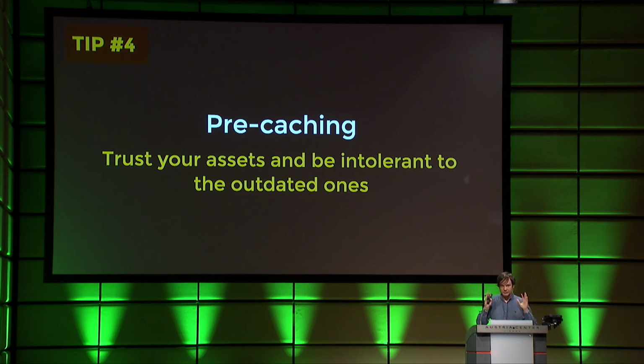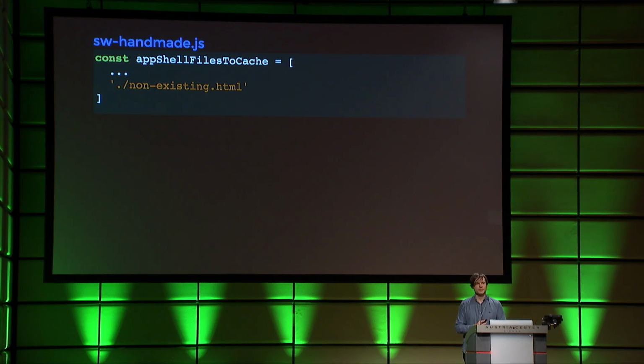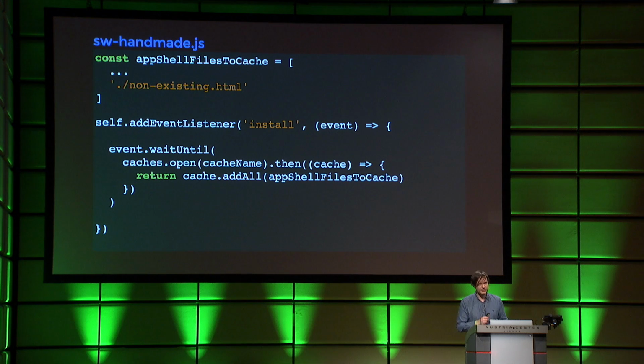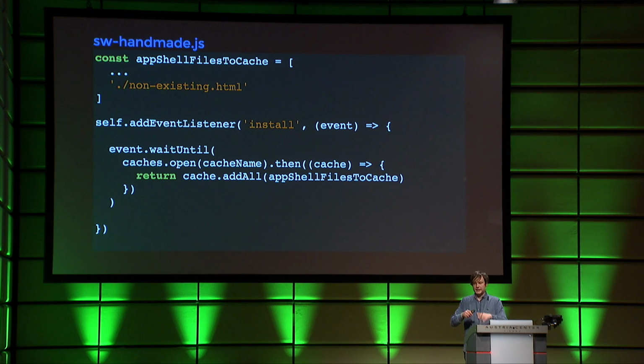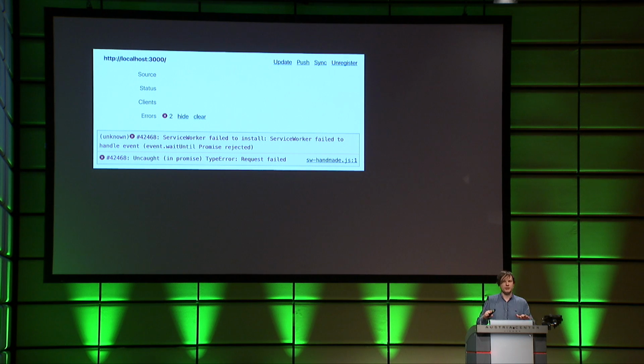What's the rule here? Let's be careful with what we are trying to cache. To illustrate, let's pretend that we want to put a non-existing HTML file in the cache, and the code is regular. On the install event, we have a method called addAll, which takes a list of resources and puts them in the cache. What we will see in our console log is that the service worker failed to register completely. According to the specification, if the promise inside any listener of the service worker is rejected, it just unregisters the service worker, or rather, it is not registered. This is more correct wording.